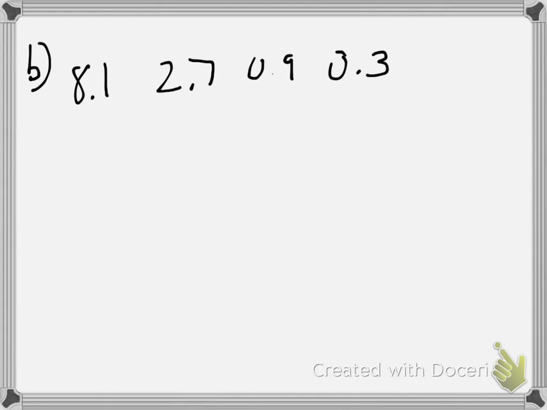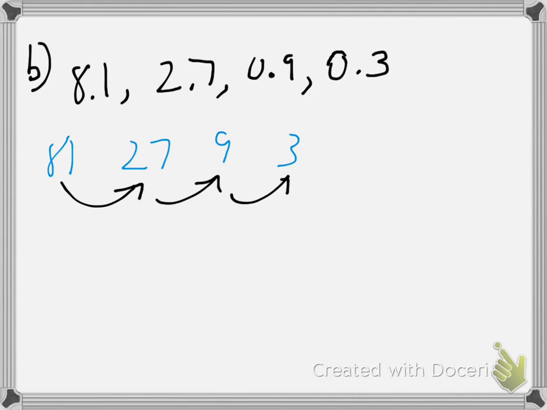Okay, now if we look at the next ones, just to give you an idea of what you're going to look at, for the first one, on B, for 15, they have 8.1, 2.7, 0.9, and 0.3. So, for these, if we just take a look at them without the decimal points, we get 81, 27, 9, and 3. And from there we're likely to come up with being able to see a pattern to change each time.